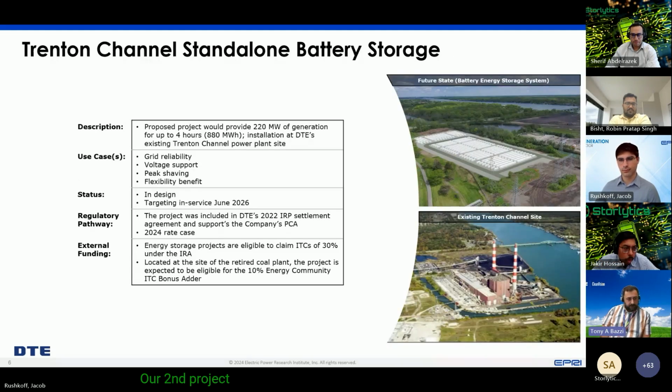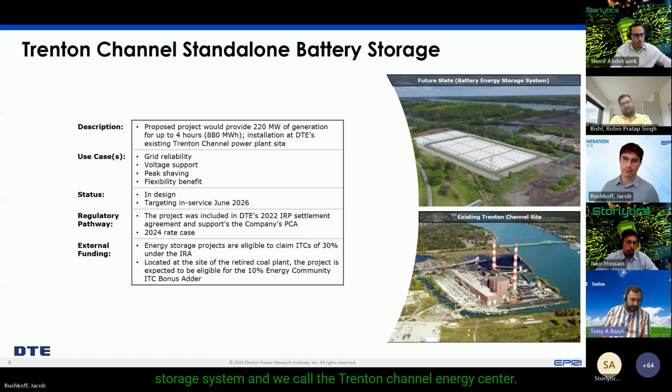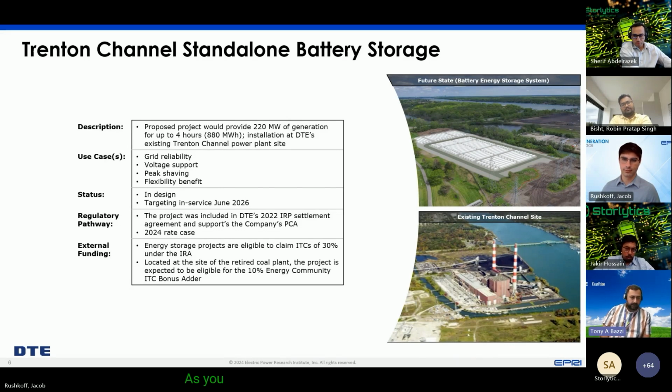Our second project in the pipeline is the Trenton Channel Battery Energy Storage System. It will be called the Trenton Channel Energy Center. The Trenton Channel Power Plant is undergoing demolition. This is how it used to be, and you can see in the rendering how the project will look, the future state of the project on the slide.